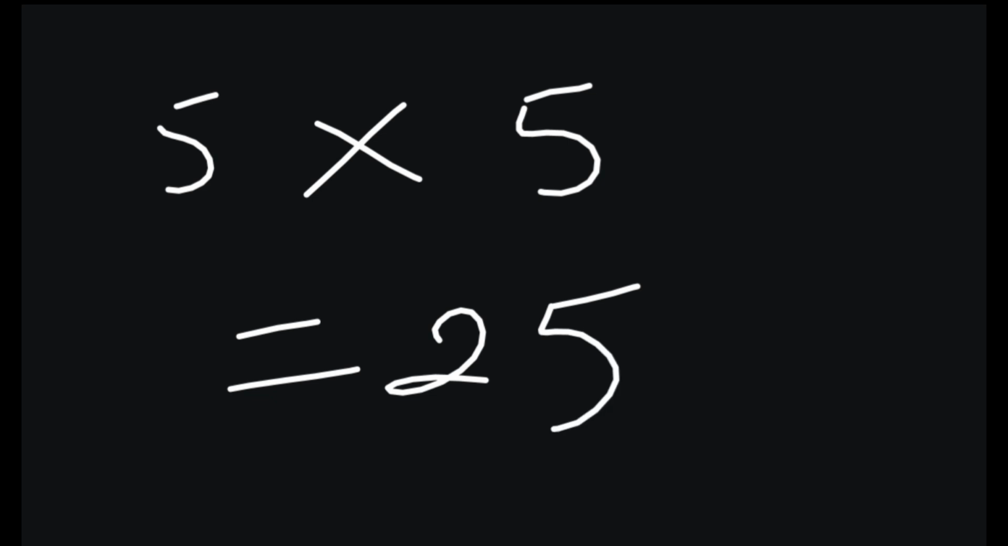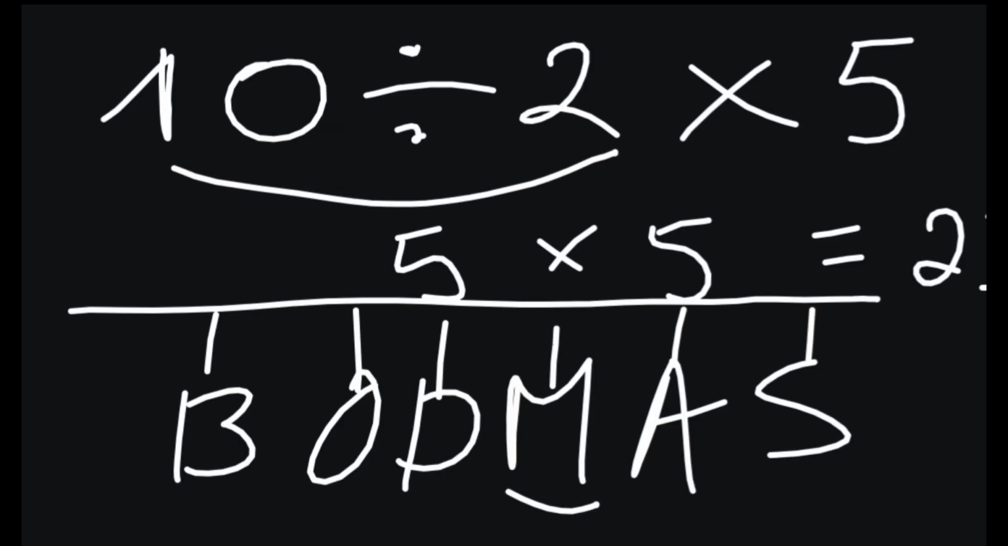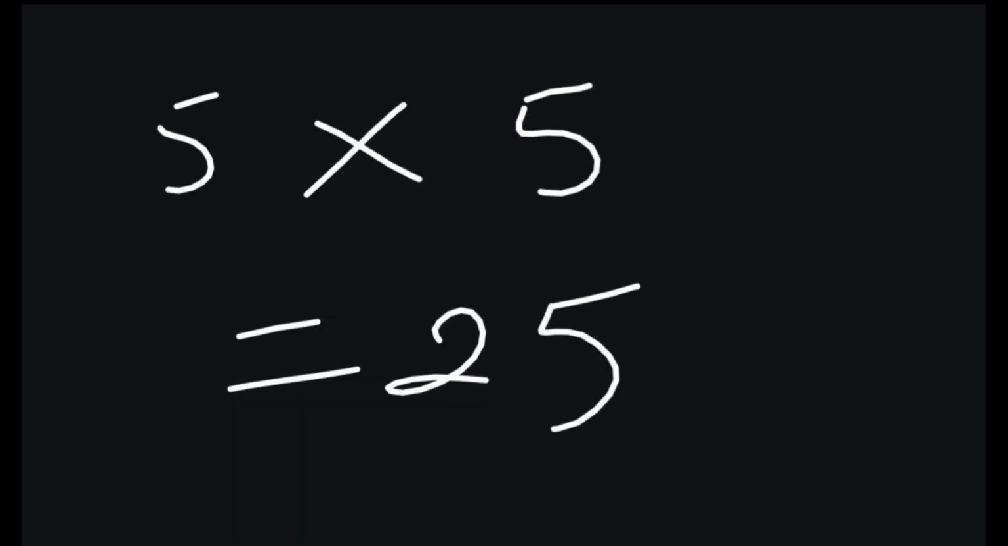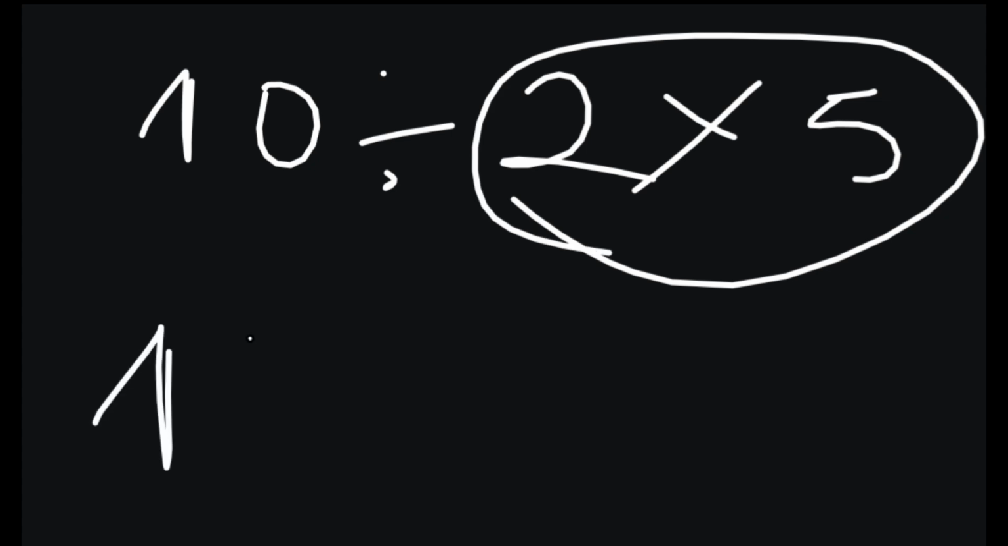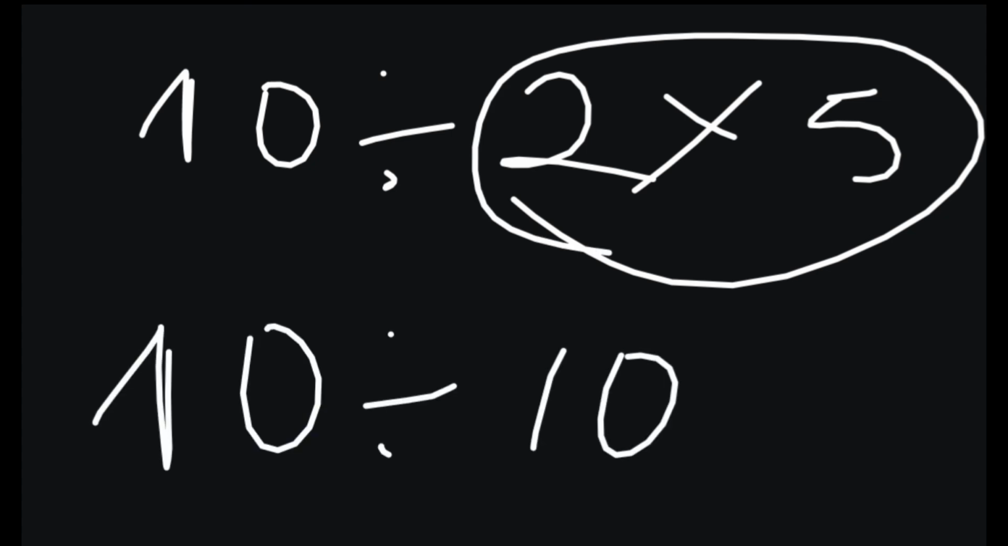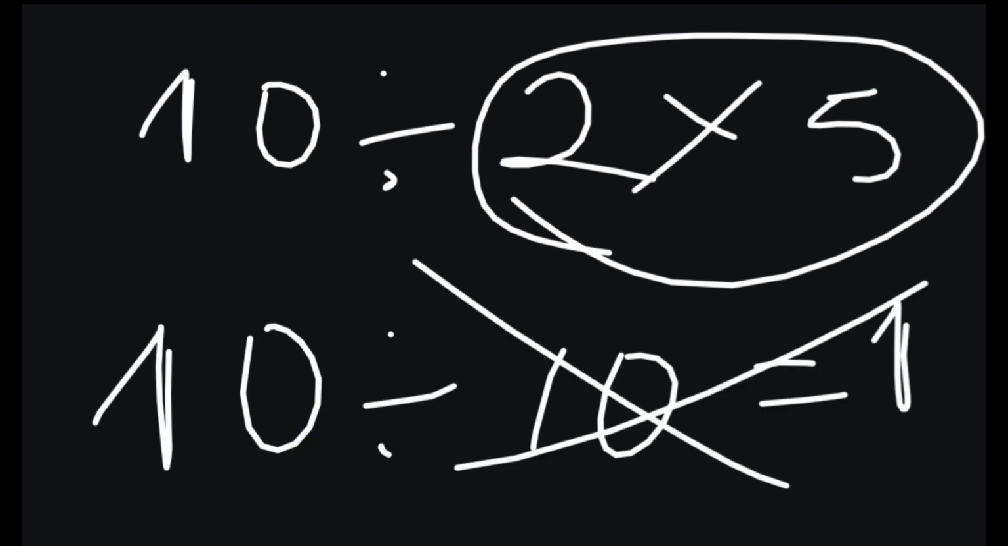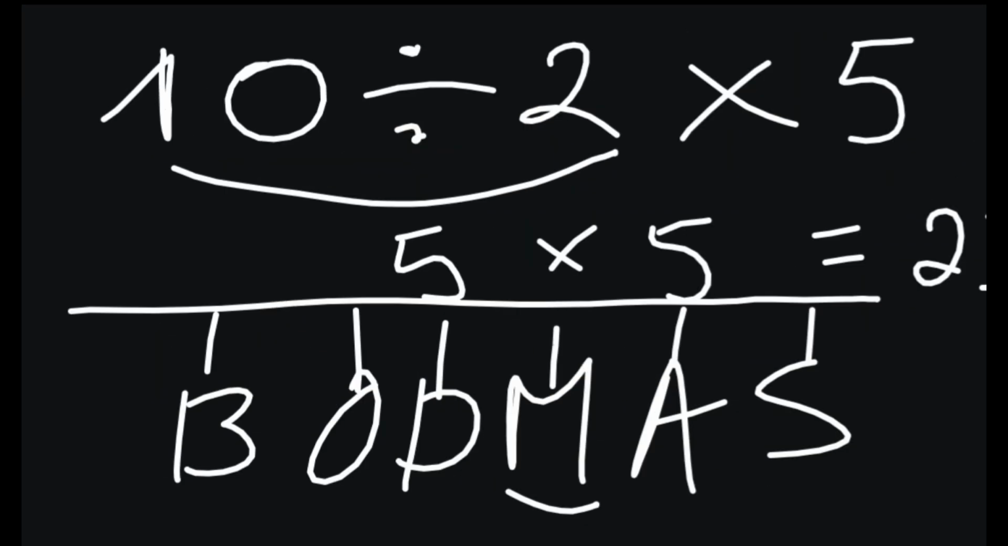Okay. I know you may ask the question, what if we do it the wrong way? That is 2 times 10 divided by 2 times 5, and someone will just do 2 times 5, that is 10 divided by 10, and it equals 1. But this is wrong, since we need to obey the principle of BODMAS.